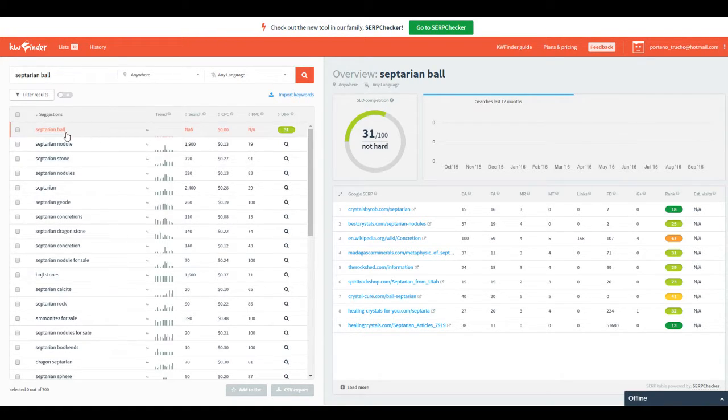Okay, so septarian ball gets 0 searches a month, but we can kind of see who else is ranking for that. We can get an idea of how difficult it would be to rank for that particular keyword, and we can see the actual ranking of each of the websites that we would be competing against. So Healing Crystal, Crystal Cure, Spirit Rock Shop. Oh, they come from Utah. Ooh, I live in Utah. I'll have to see if I can find some local.